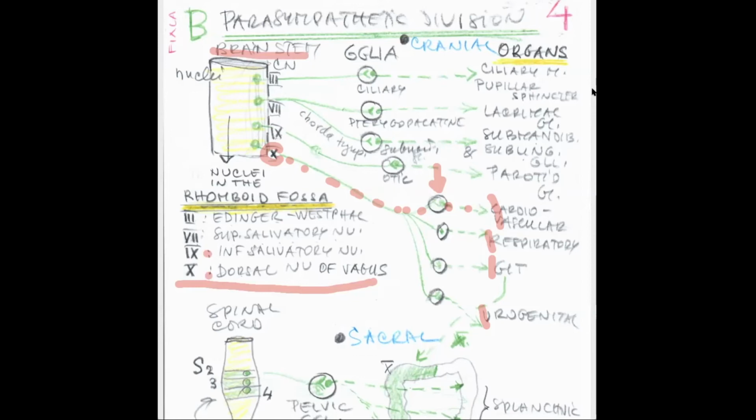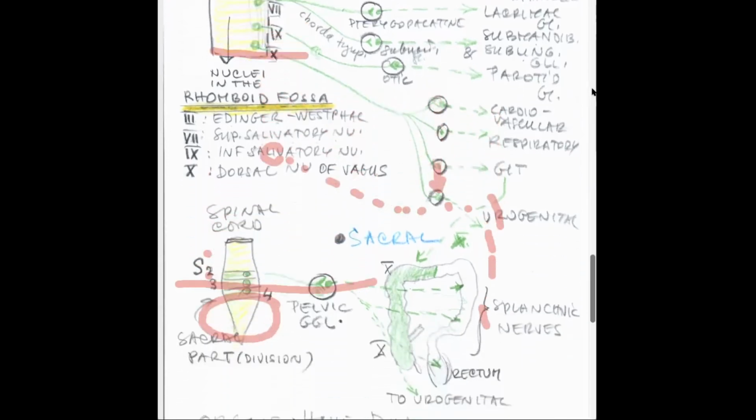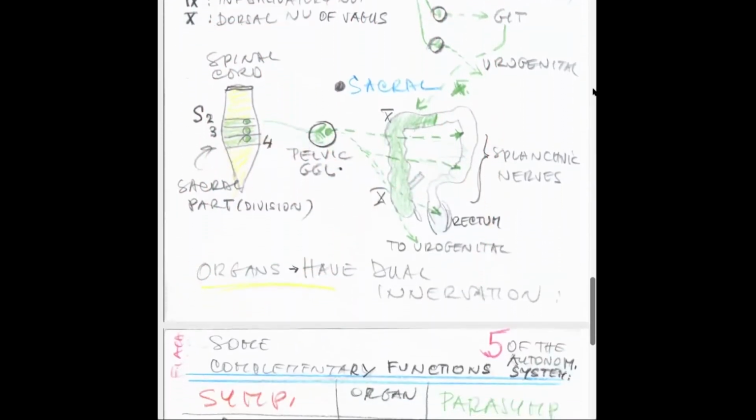The second part, belonging to the sacral portion of the spinal cord, has the intermediolateral nuclei situated in the segments S2, S3, S4. They pass via the pelvic ganglia. After synapsing, they run, as we said, to the descending part of the colon, and also to the rectum via the splanchnic nerves, to the urogenital system, to the gonads, to the external genitalia.